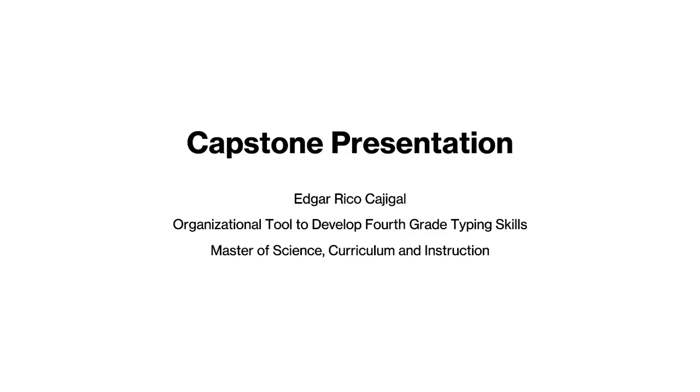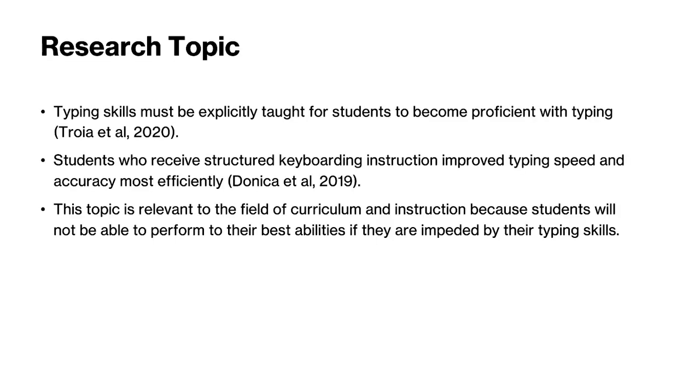This is an organizational tool to develop fourth grade typing skills as part of the Masters of Science curriculum and instruction. The research topic is typing skills must be explicitly taught for students to become proficient with typing. Students who receive structured keyboard instruction improve typing speed and accuracy most efficiently. This topic is relevant to the field of curriculum and instruction because students will not be able to perform to their best abilities if they are impeded by their typing skills.